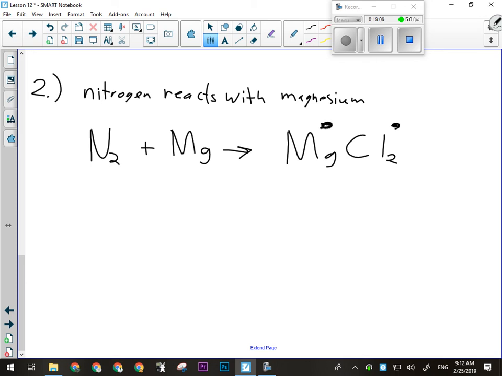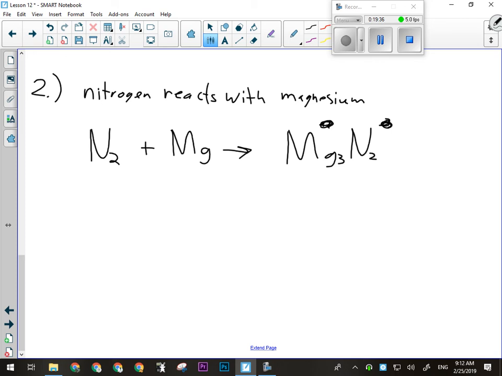MgCl2, magnesium chloride. Okay, see a few people looking at me like I'm talking crazy. Oops, sorry, nitrogen. That's why you're looking at me crazy, because I wrote the wrong thing. Sorry, magnesium and nitrogen. This is a -3, this is a +2, so we're going to have Mg3N2. Okay, better. We got to make sure we drop and swap correctly when we do that.